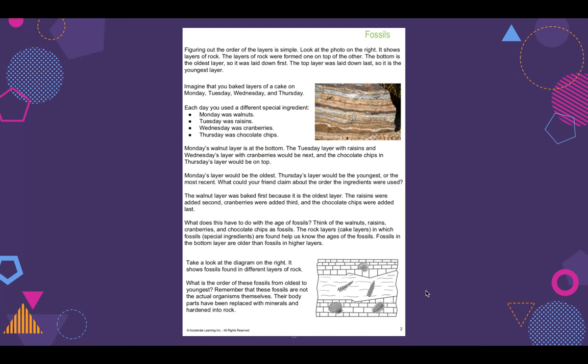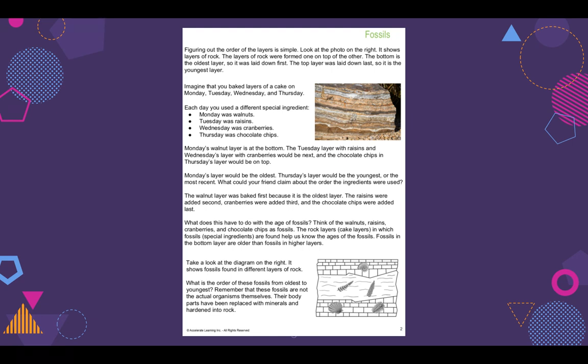Figuring out the order of the layers is simple. Look at the photo on the right. It shows layers of rock. The layers of rock were formed one on top of the other. The bottom is the oldest layer, so it was laid down first. The top layer was laid down last, so it is the youngest layer.